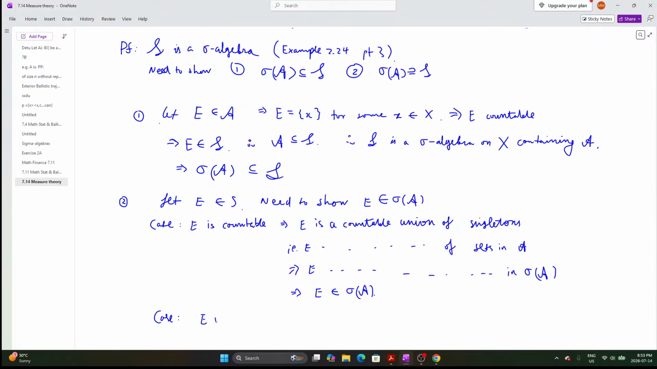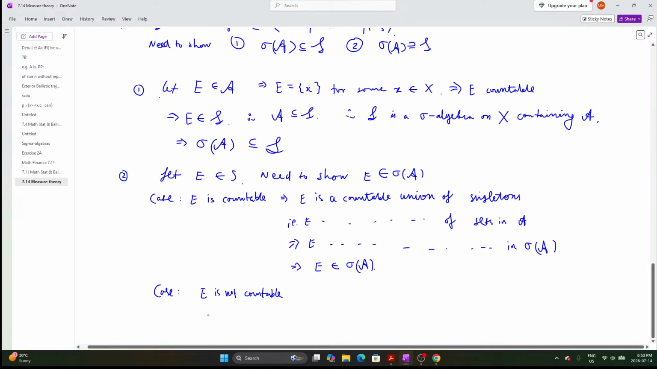Second case, E is not countable. Okay, I haven't paid attention in chat, but yeah. Sorry guys, I was just too focused on the problem. But basically, I think that should be the correct argument.